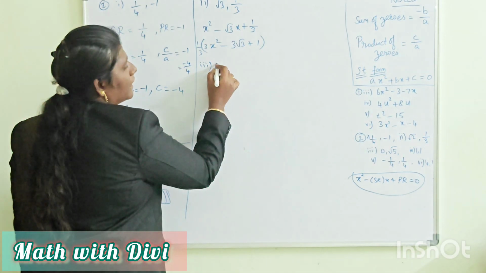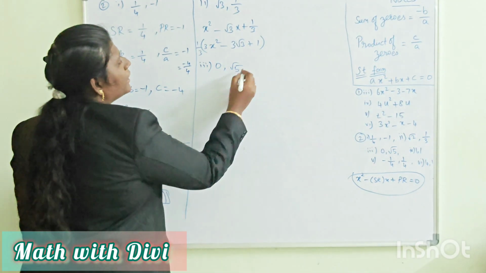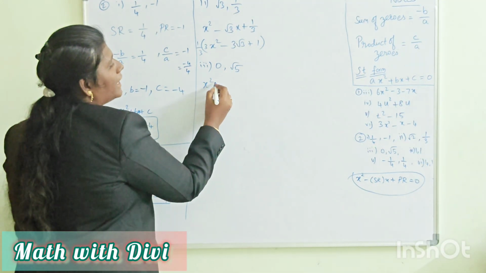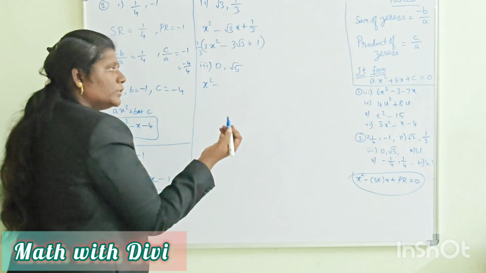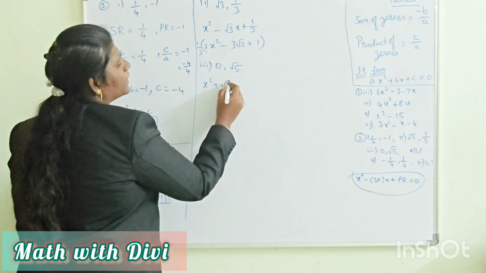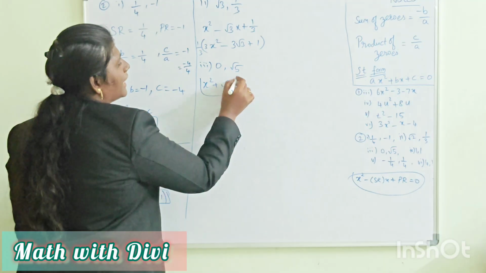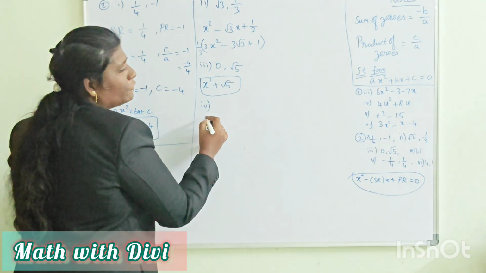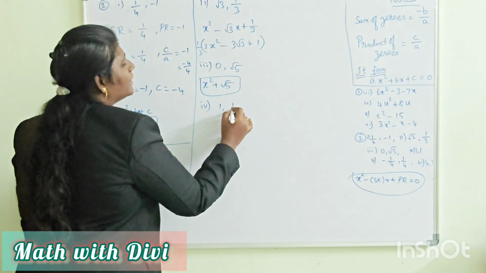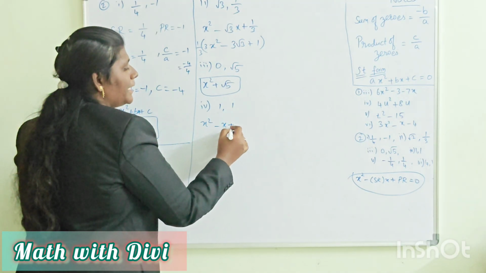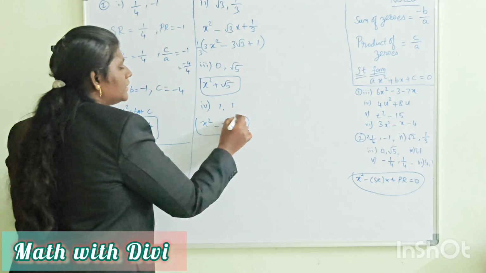In the third sum, we have 0 and root 5. So the sum of zeros is nothing, so x square plus 0x is just 0. Product of zeros is root 5. That's it. Simple, no denominator. That's all the answer. Very simple. See how easy the sums are in 10th. x square minus x plus 1. That's all, that's all the answer.